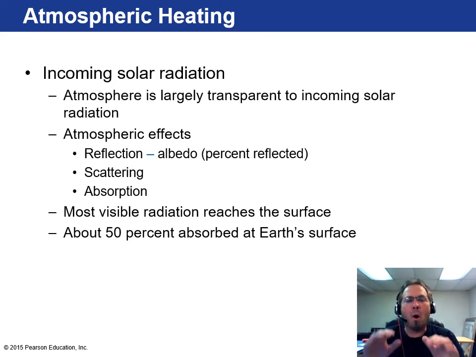Now, most visible radiation reaches the surface. Obviously, that's why we see a blue sky: what's reflected back into the sky is the blues in the visible light range. And about 50% of all of the solar radiation is absorbed by the surface of the Earth itself, because rocks and everything absorb that energy very, very efficiently.